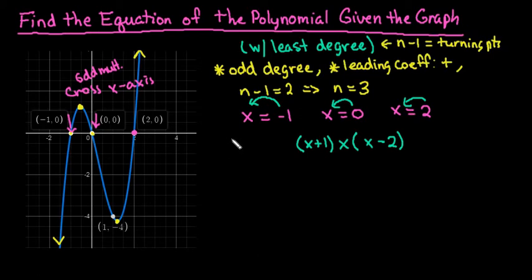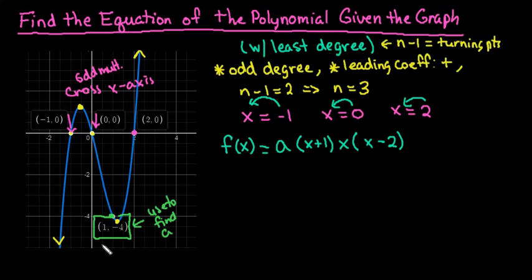Okay, so then what we are missing is our leading coefficient, and we're going to call that a. So we've got to find a, and to find a we are going to use the point that they gave to us. They gave us that this point right here is 1, -4, and so we're going to use this to find a.